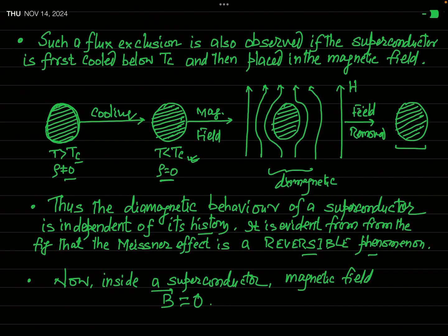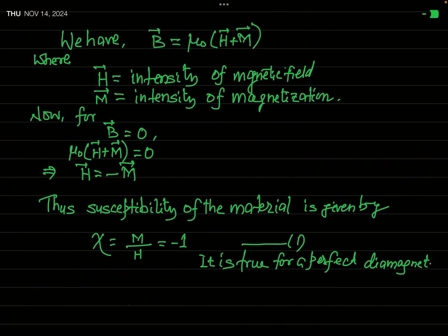Now, as you have seen, the material in this condition under the magnetic field behaves as a perfect diamagnet, because there is no magnetic field inside the material. So you can say inside a superconductor the magnetic field B is 0. But this B is related to the magnetic intensity H by this equation, which you have definitely studied: B is equal to mu naught times (H plus M), where mu naught is the permeability of free space, H is the intensity of the magnetic field, and M is the intensity of magnetization, or simply magnetization. But as you have seen, this B is equal to 0 inside a superconductor.